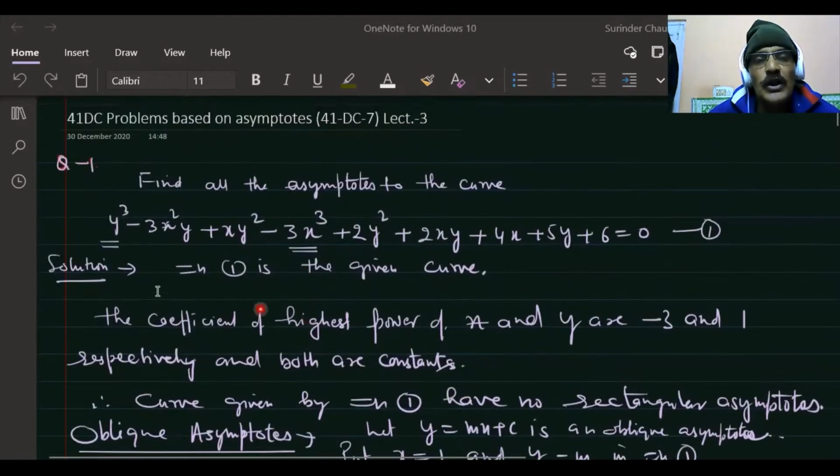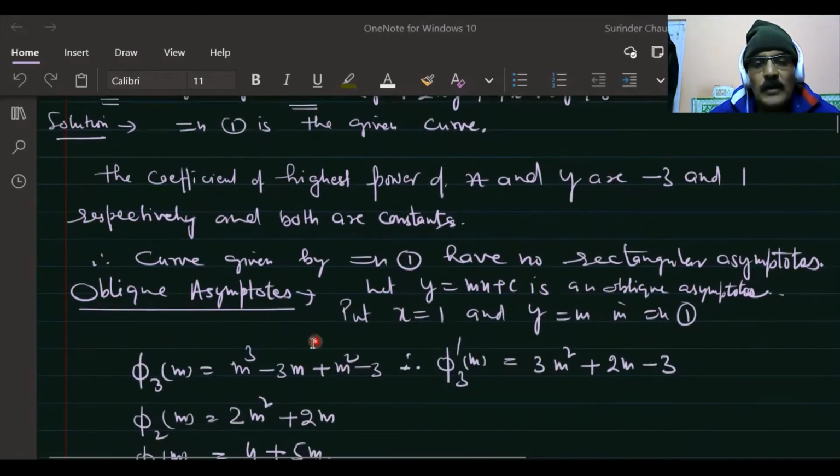Now this is a third degree rational algebraic curve. These are the third degree terms, which will give us phi 3. If in the third degree terms we put x equal to 1 and y equal to m, we get phi 3(m). In the second degree terms, putting x equal to 1 and y equal to m, we get phi 2(m). In the first degree terms, we get phi 1(m), and the constant term phi 0(m) is equal to 6.